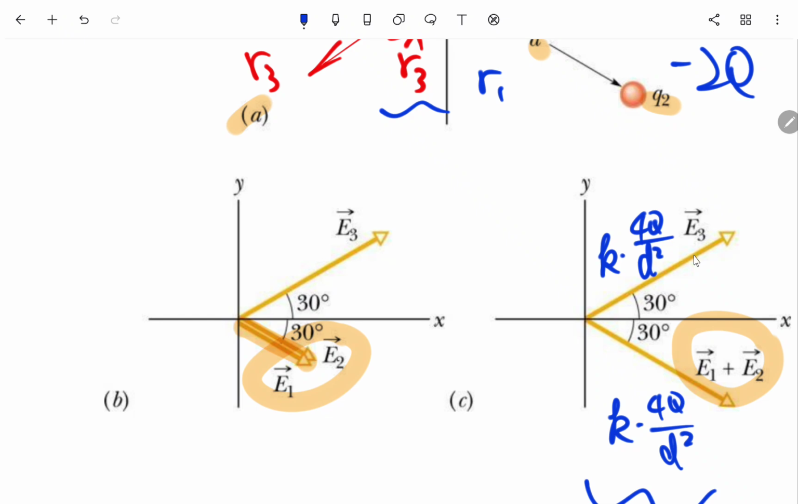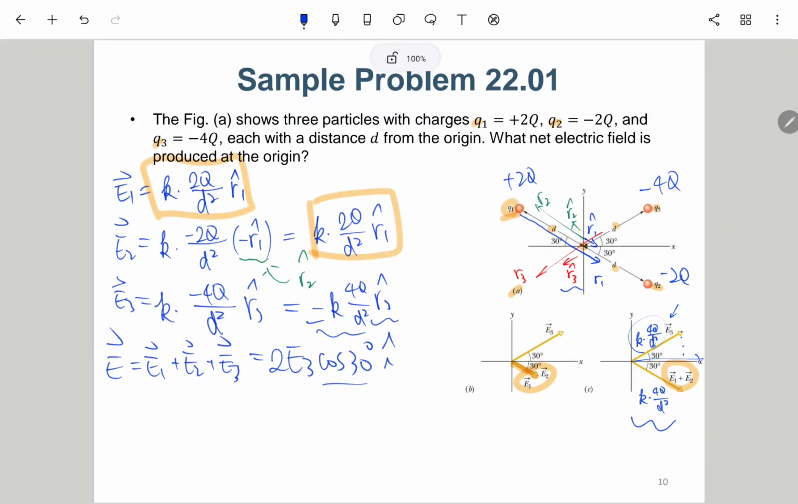So for E1 plus E2 plus E3, you can easily see that the y-axis components cancel each other. So the remaining one is the x-axis component. The x-axis component for this one will be this one multiplied by cosine of 30 degrees. And for both E1 plus E2 and E3, we have two of them. Then this is the positive axis direction, so we have an i hat here.